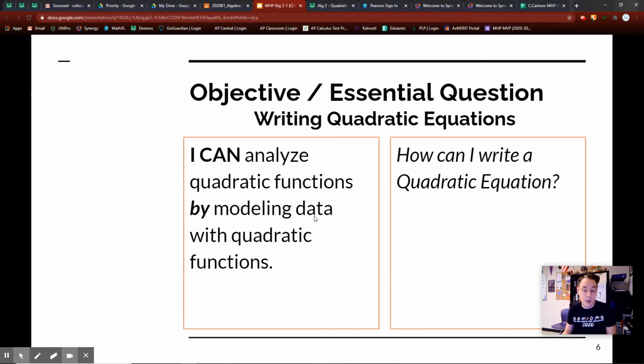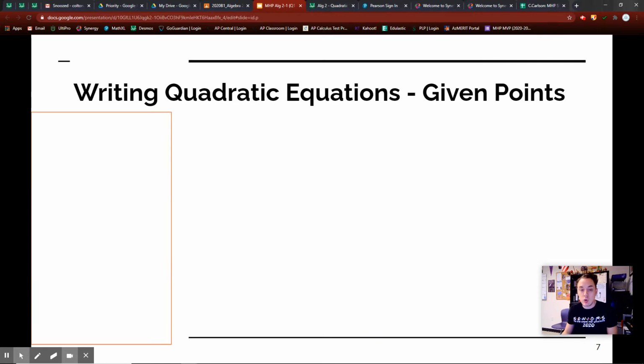Homework quiz. Okay. So writing quadratic equations, we're going to first start out with what if I'm just given the points? If I'm given the points of a quadratic equation, how can I get that equation back? If I'm just given the points, saying that these points lie on the quadratic graph, how can I use those points to then come up with the actual equation?